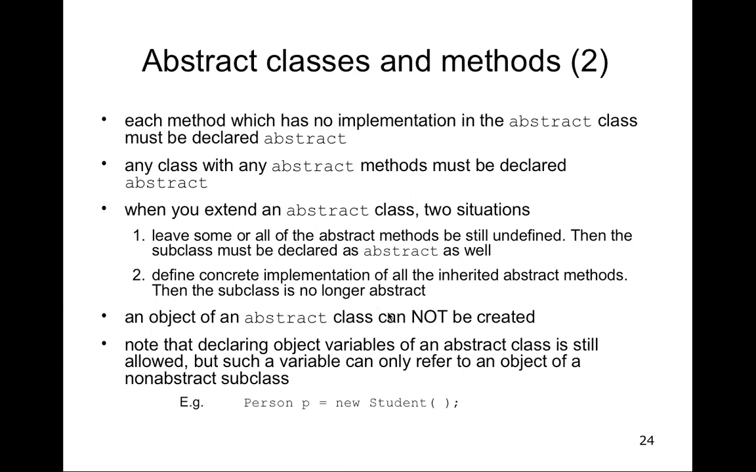An object of an abstract class cannot be created. That means I can't create a person. I have to create a student or an employee, because there's missing implementation. And note the declaration of an object variable of an abstract class is still allowed, but such a variable can only reference an object of the non-abstract class. The example on the bottom might throw you around for a while. Person P is equal to new Student.